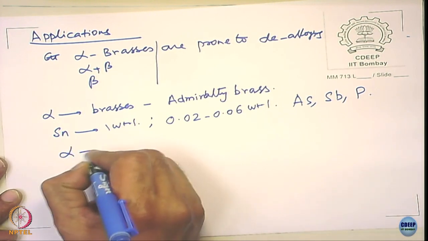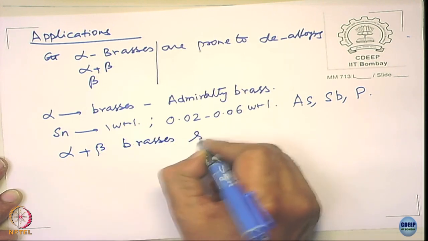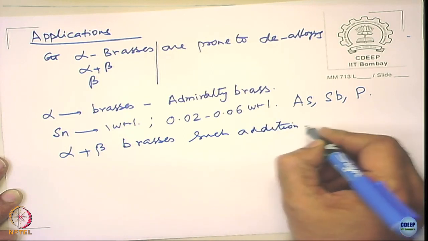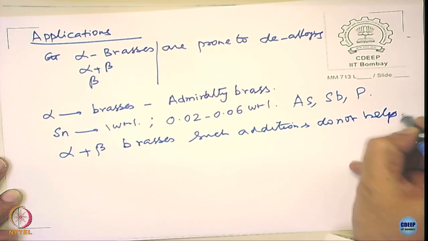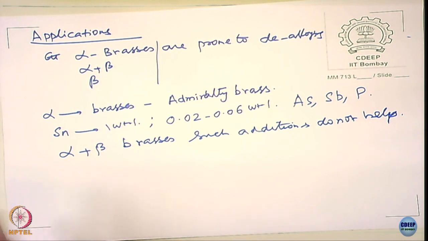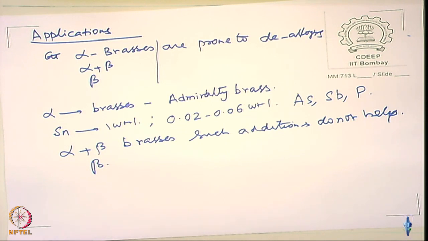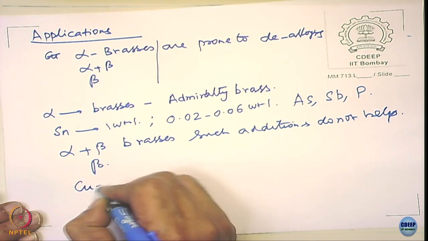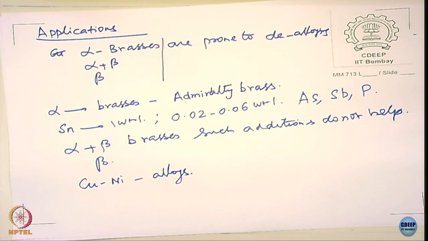But for alpha beta brasses, such additions do not help. So they continue to undergo dealloying, same as the beta also. And for most seawater applications where you really want a safe solution, people go for copper nickel systems, cupronickel alloys. Seawater, people use that predominantly.